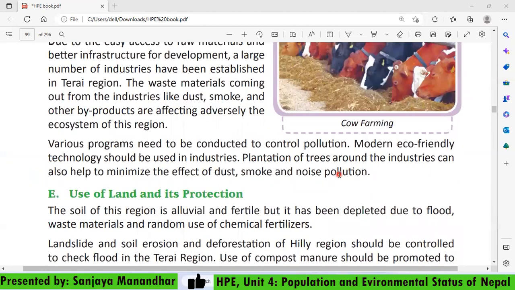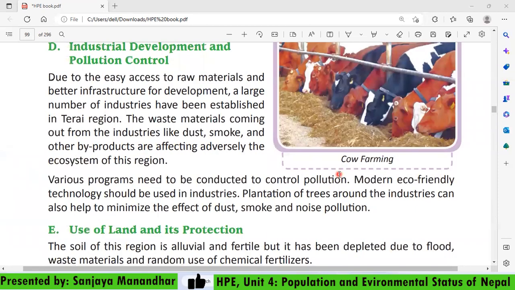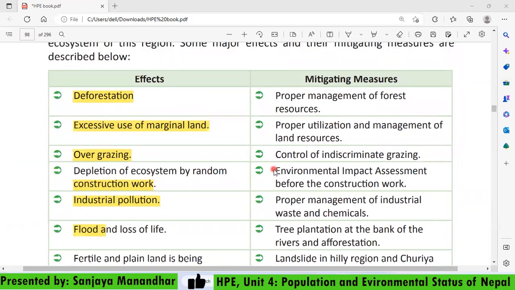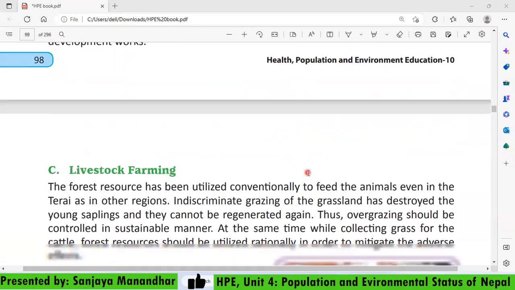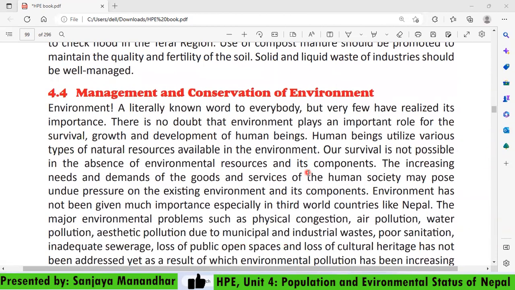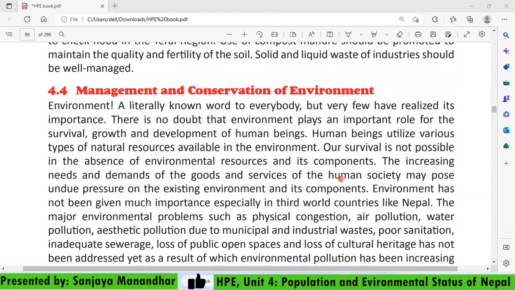now after this we have achieved another learning objective, means we have achieved the objective of telling about the effects and mitigating measures of the Himalayan, Hilly and Tarai region. Okay, we have finished this. Now, I think all of you can do this. Now, let's go to the next last learning achievement. So, management and conservation of environment.